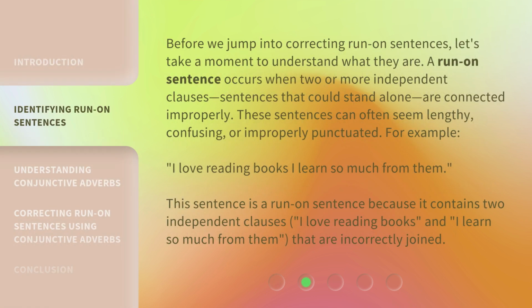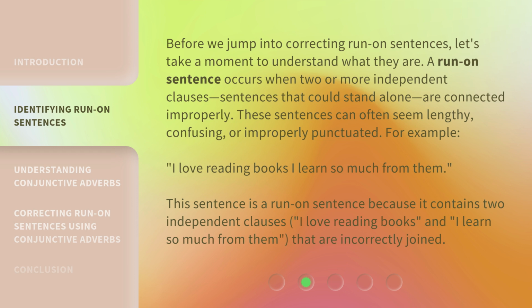Before we jump into correcting run-on sentences, let's take a moment to understand what they are. A run-on sentence occurs when two or more independent clauses, sentences that could stand alone, are connected improperly. These sentences can often seem lengthy, confusing, or improperly punctuated.